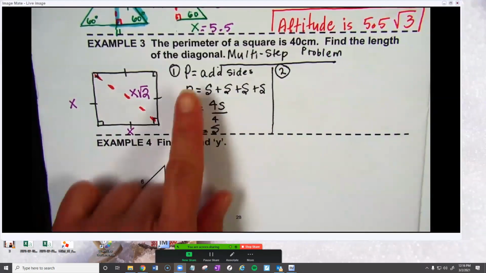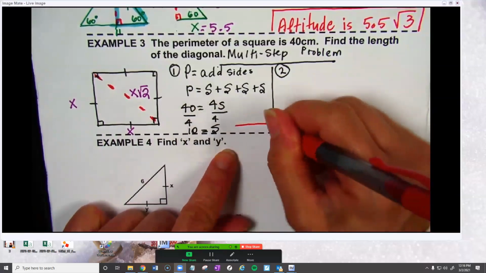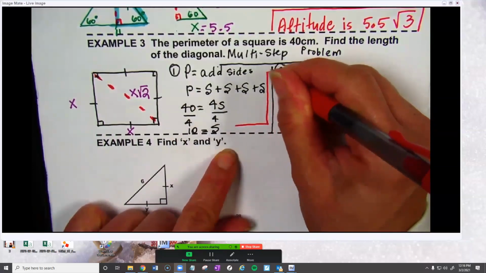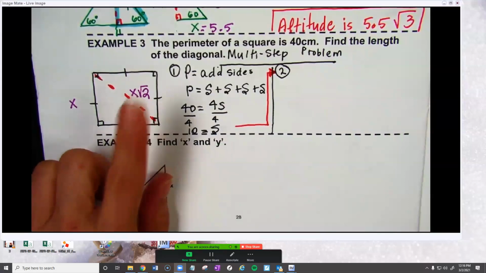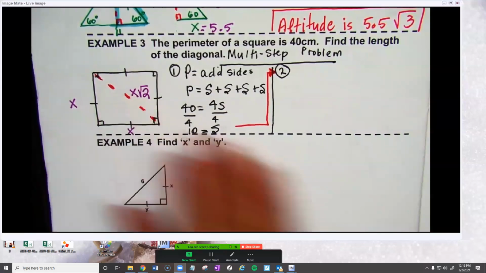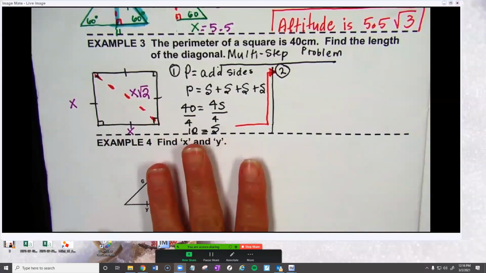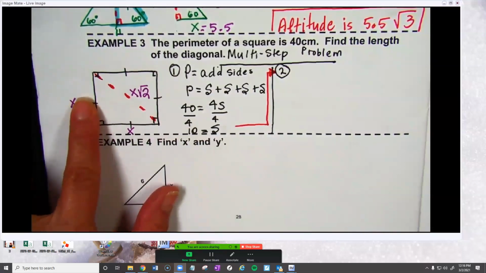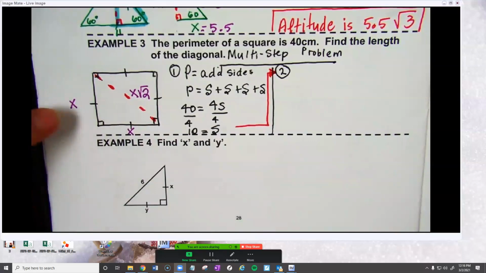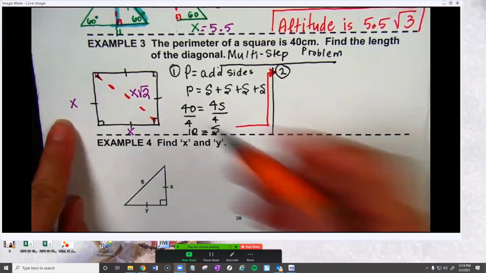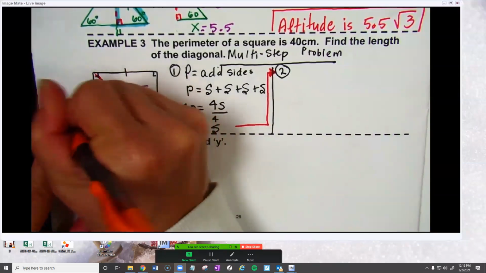All right. So now that we have figured that out, now we're rolling on to step 2. Okay, so we need to find the length of the diagonal here. So let's go ahead and take that 10 and put it on this picture. The 10 is either the X or the X root 2. Which one is it? It's the X. Good job. It is the X. So I'm just going to label these as 10s.